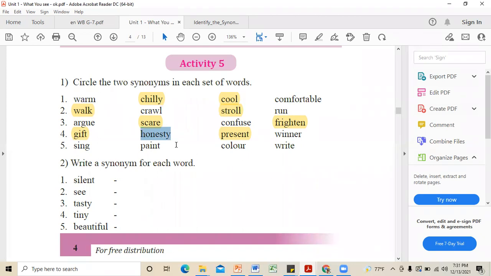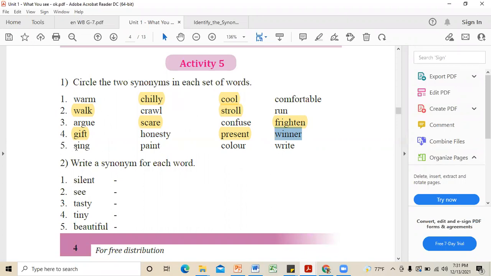So I'm being truthful to my parents, right? So that is what we mean by honesty, right? And the next word is winner. So we know what is a winner, right? So the person who gets some places, it can be in a competition, it can be in some other, let's say a race. So the person who wins, we call him or her a winner, right?